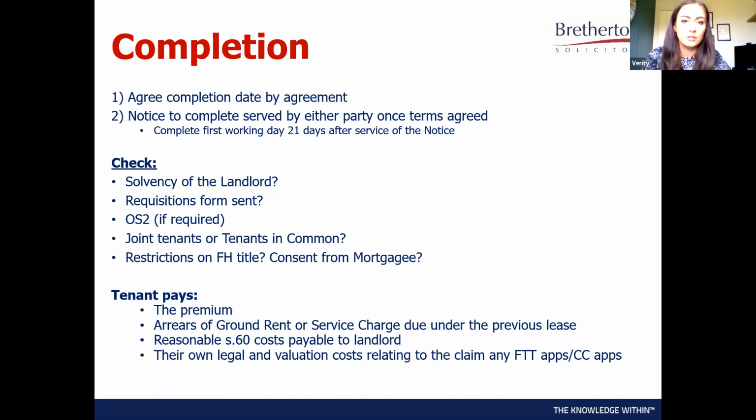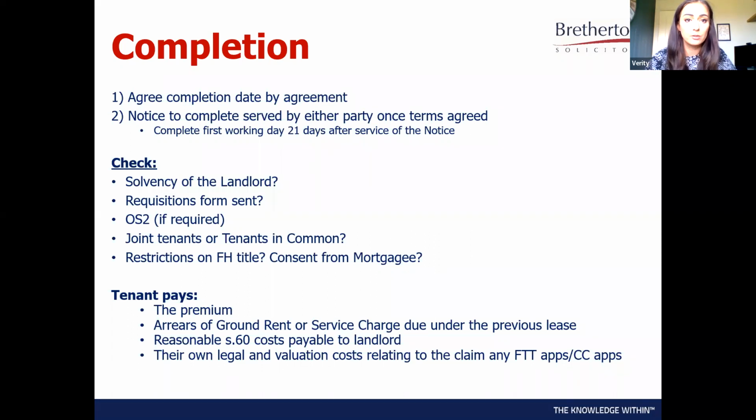However, whichever method you use to complete, before you complete, obviously check the solvency of the landlord. You need to make sure that they are still an active company and they still exist to enforce the lease extension. What you don't want to be happening is you send money to an insolvent company and then the registration gets messed up because of that, and you're left paying for a lease extension that wasn't valid in the first place.